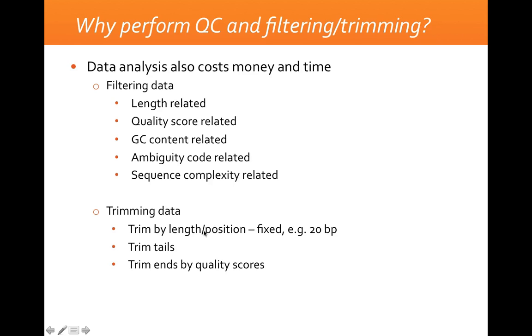For example, if you see that most of your reads drop in quality towards the end, then you can, for example, remove the last 20 base pairs of each sequence read, or you can set a threshold saying that with a sliding window of 5 nucleotides, when the sequence quality drops below Q30, then trim the sequence there. So there are lots of options using different tools that are available.